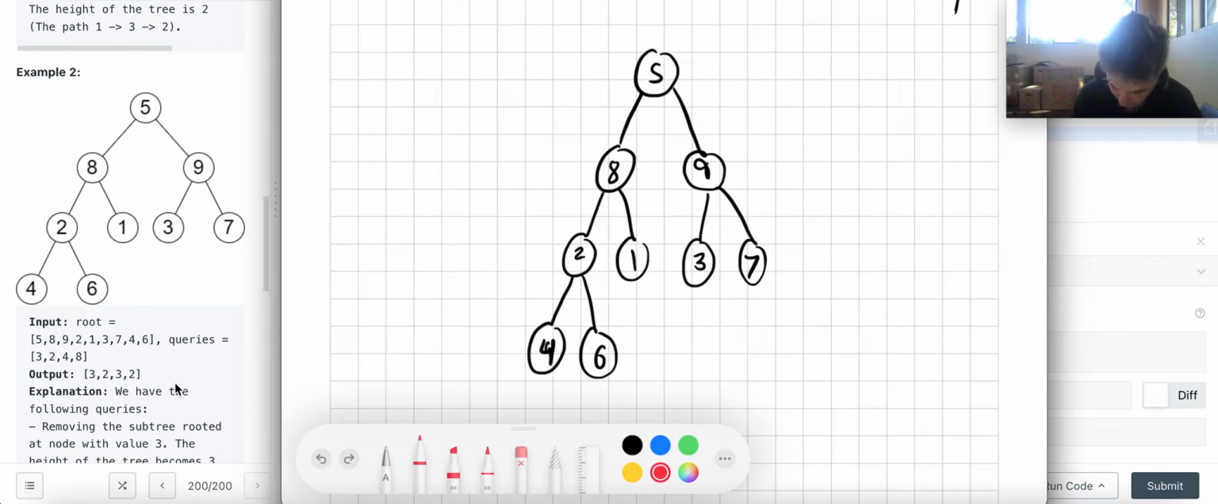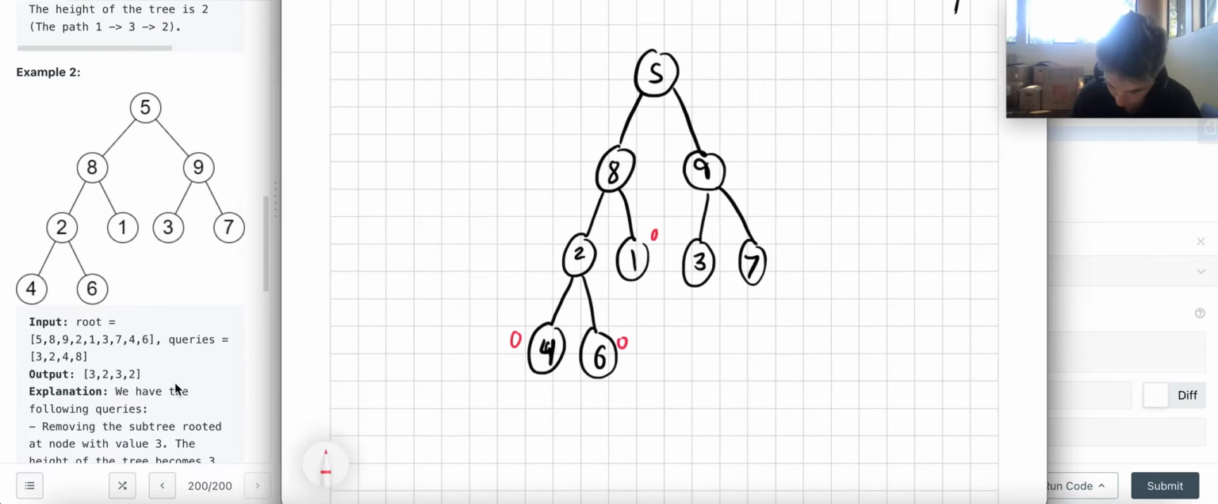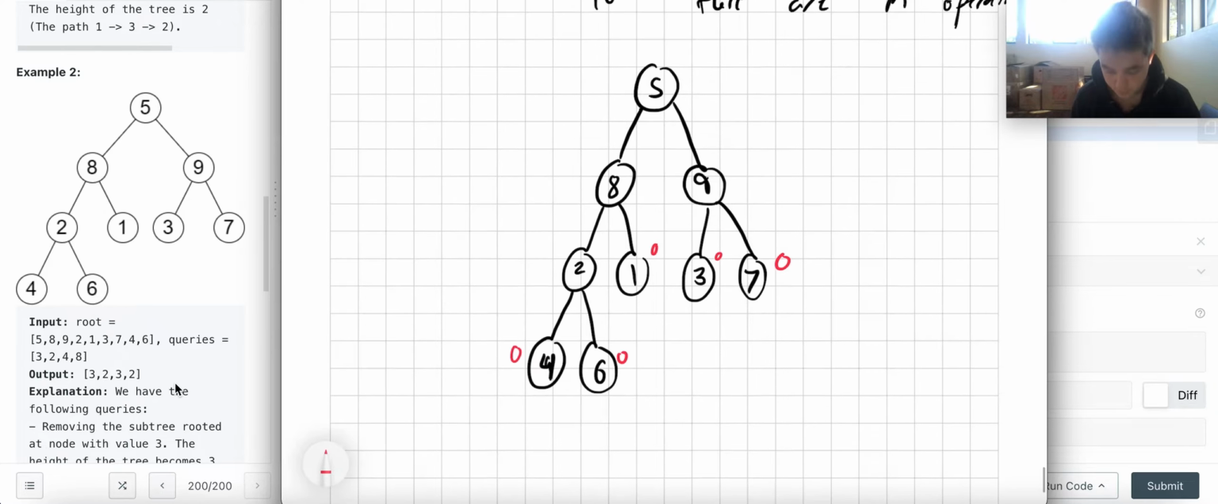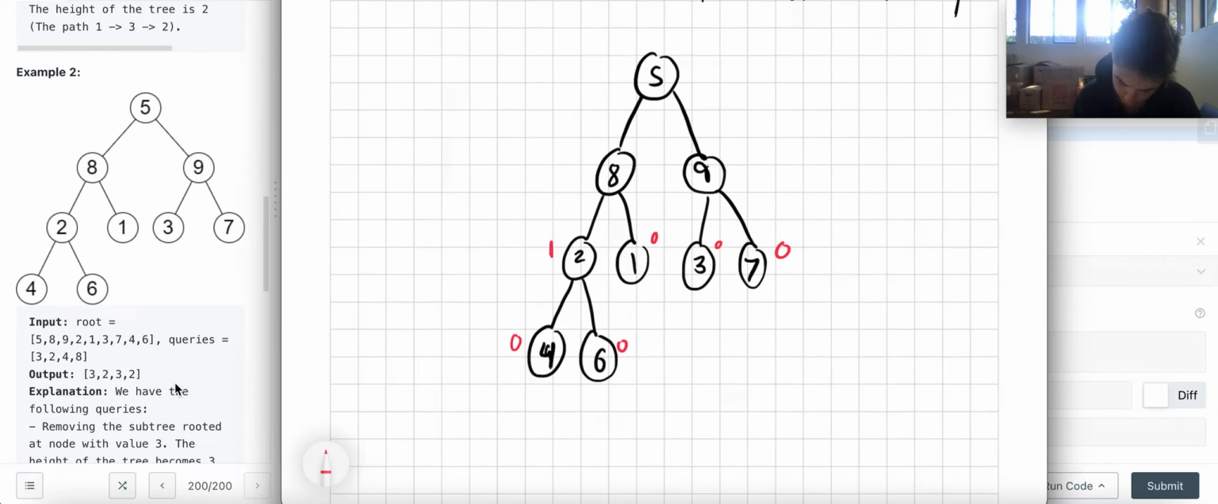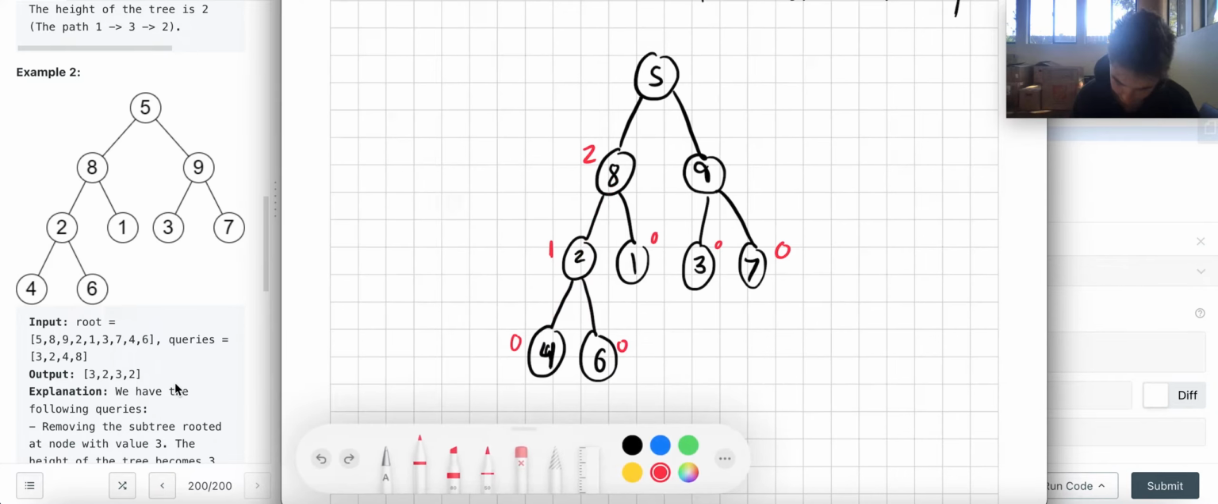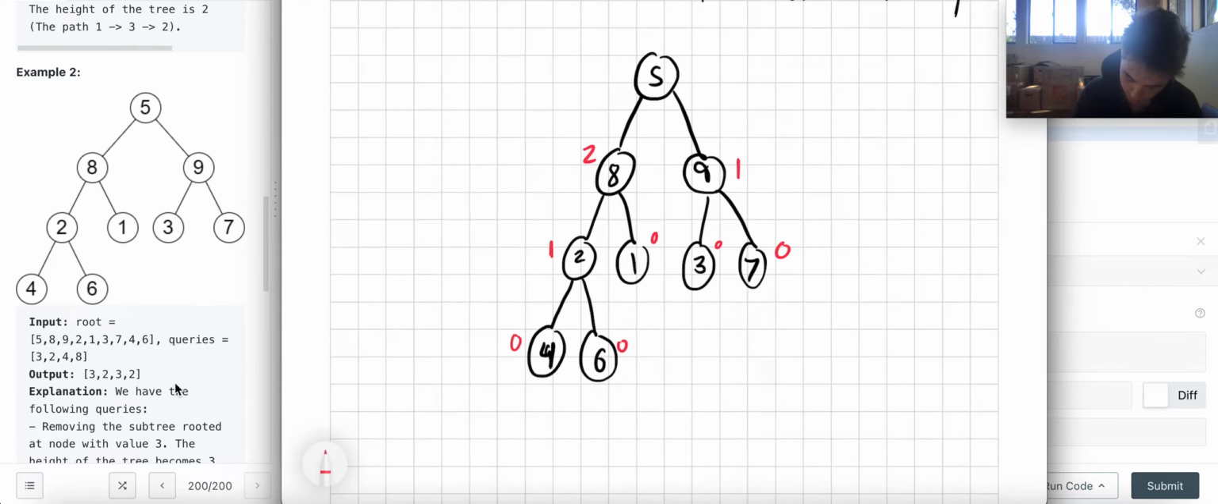So the height of these subtrees are 0, right? All the leaves have 0 height subtrees. The height of this subtree is 1. The height of this subtree is 2, right? Because we'll go down this path. Because we're talking about max height, right? The height of this subtree is 1. The height of this subtree is 3.